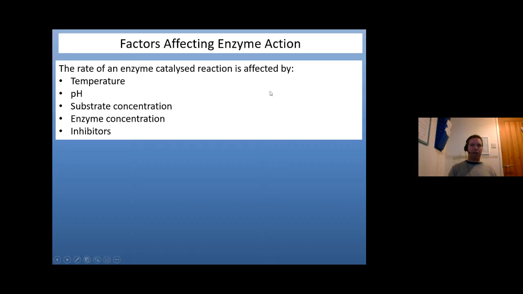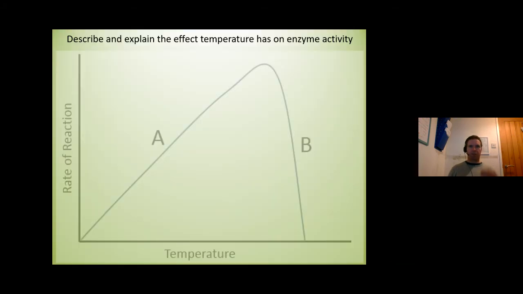This is what we're going to look at now. We're going to try and look at as many of these, like I say, as we can, the effect of these different factors on how they affect an enzyme catalyzed reaction. So let's deal with temperature and pH first, and we'll start with temperature then.